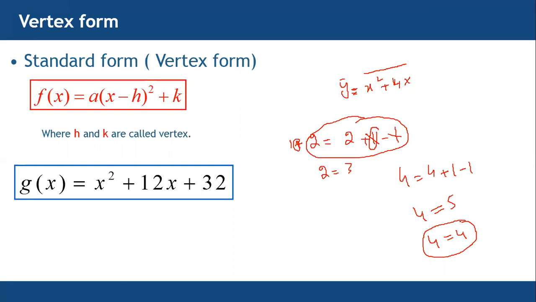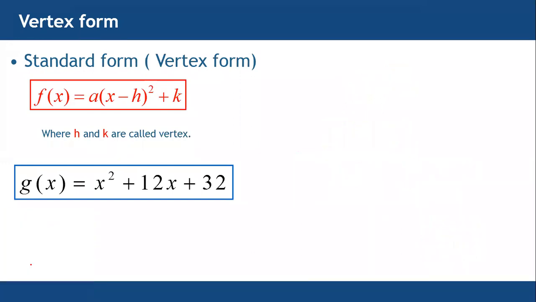Okay, let's try another example, finding the vertex form. I will write another example. For example, we have f of x is equal to 2x square plus 8x plus, let's suppose, 10. We have this equation.